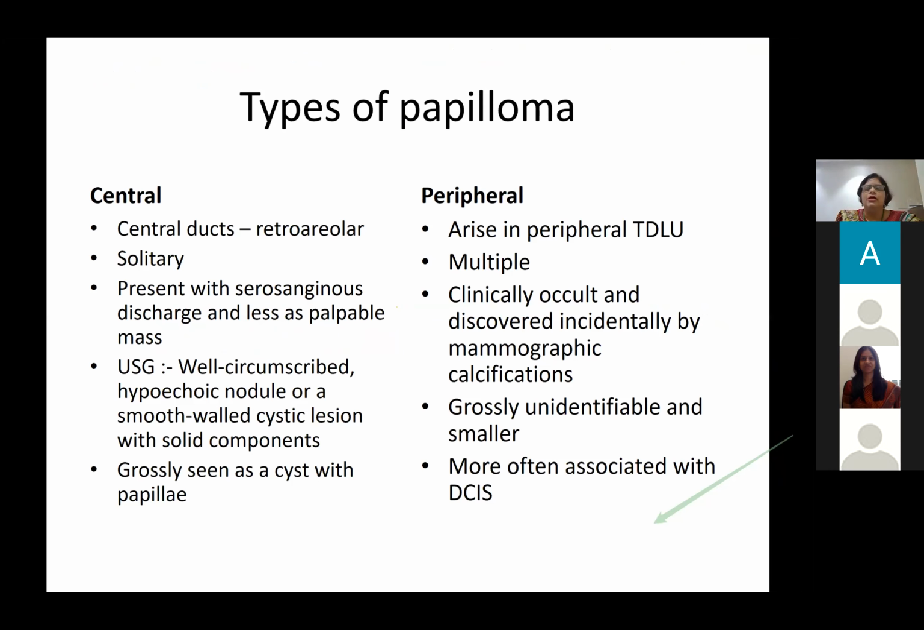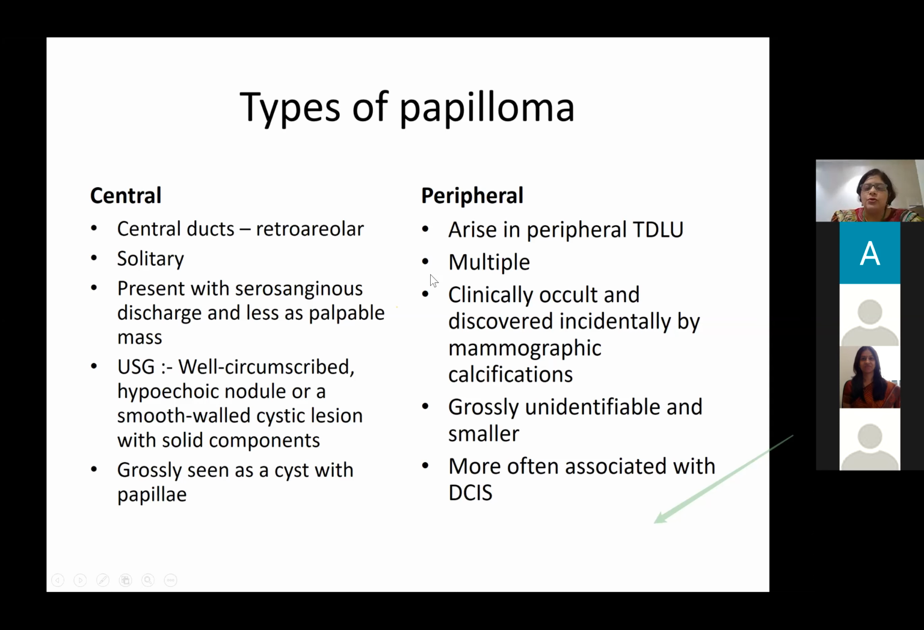So let's start with papilloma first. So you have the typical papilloma that comes to the OPD with serosanguinous nipple discharge. It's very well identified, grossly also very well seen. That's something that you will diagnose clinically and it undergoes a microdochectomy.